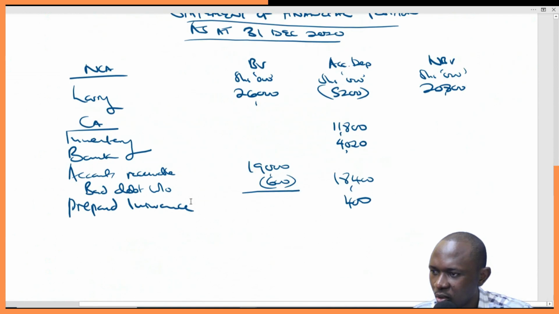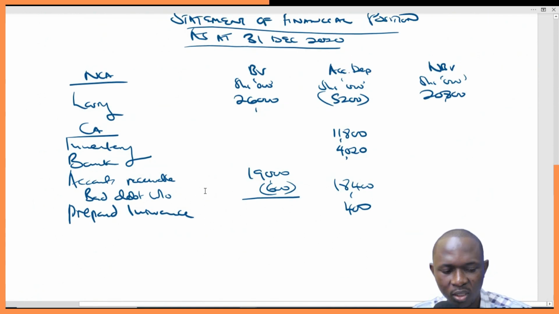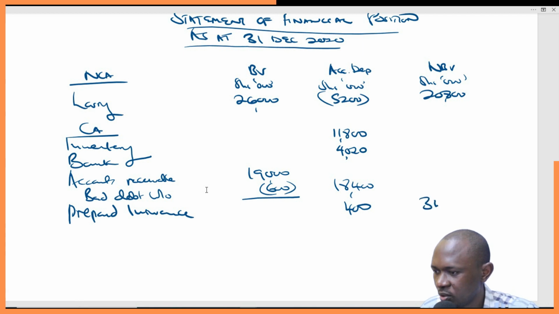Okay. So that is the whole thing. So 11,800 plus 4020 plus 18,400 plus 400. This gives us 34,620. Then current liabilities.